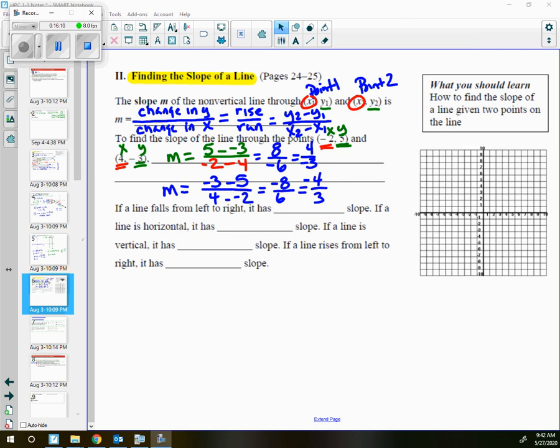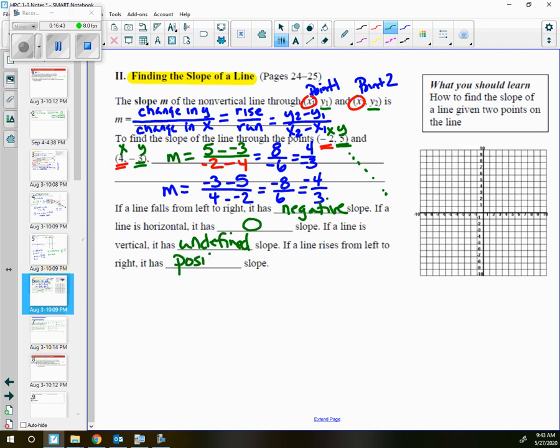So this is a negative slope. So again, think about what that means. This graph is falling as we go left to right. It's going down. So if a line falls from left to right, it has a negative slope. If the graph is horizontal, do you remember what kind of slope that has? If the graph is horizontal, that means the rise is 0. It has 0 slope. If a line is vertical, it has undefined slope. And then if the line rises, it has positive slope. So always think about those as the 4 possible outcomes when we think about slope.